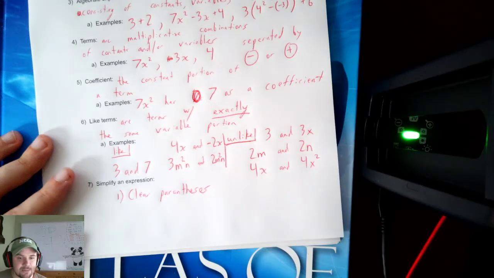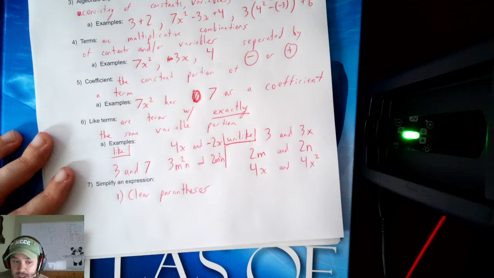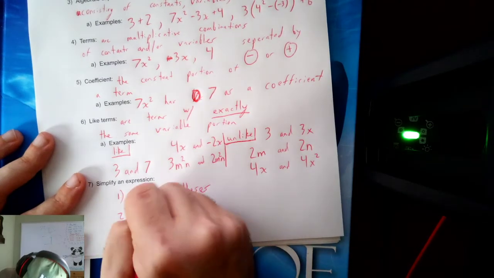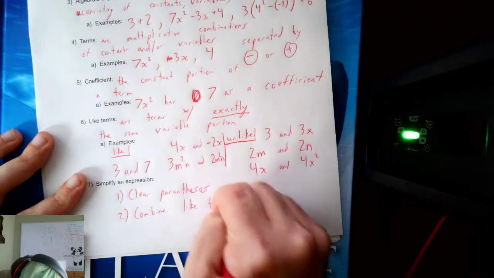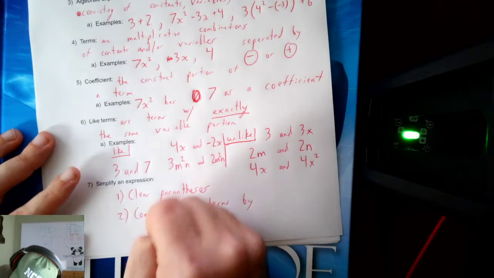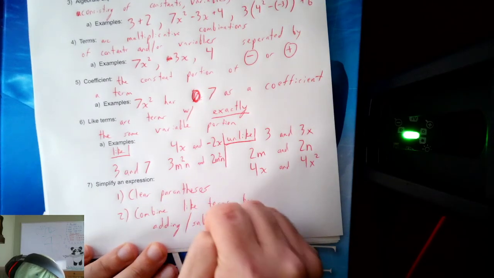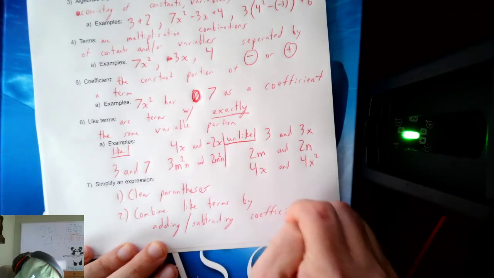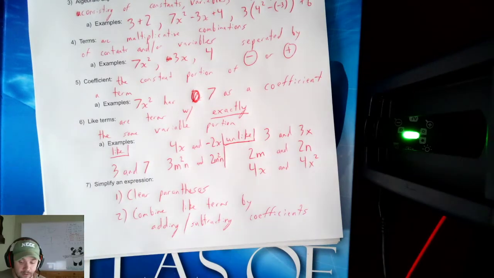If your problem has parentheses in it, you should get rid of them. We saw a chapter ago, in chapter 5, that we can distribute to clear parentheses. That would be a good idea. And then second, we combine like terms by adding and/or subtracting coefficients. You combine like terms, and to do that, we need to know what the coefficients are.